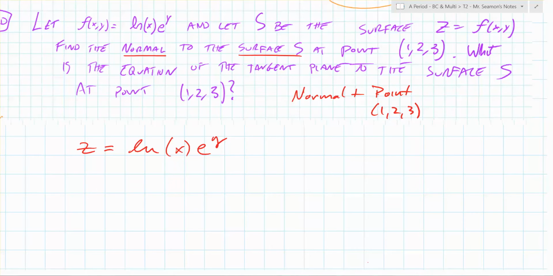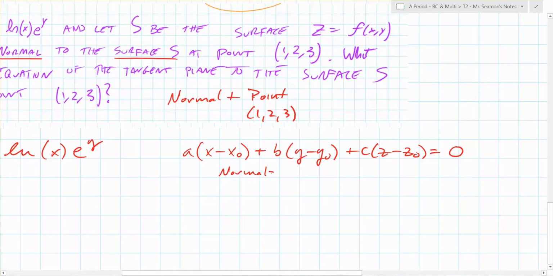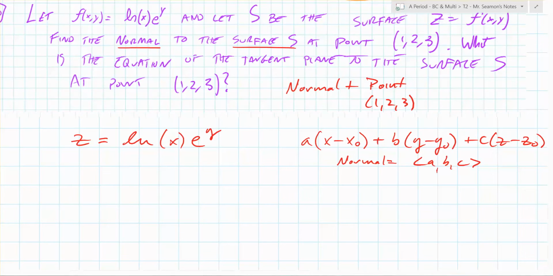With the normal vector, it's a times x minus x naught plus b times y minus y naught plus c times z minus z naught equals 0. And what is the normal vector right there? ABC, exactly. So we already have x naught, y naught, and z naught because we have our points. So we're searching for a, b, and c. So how do we go about doing that?